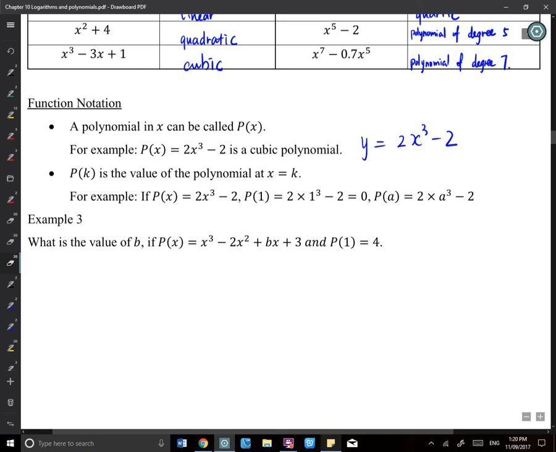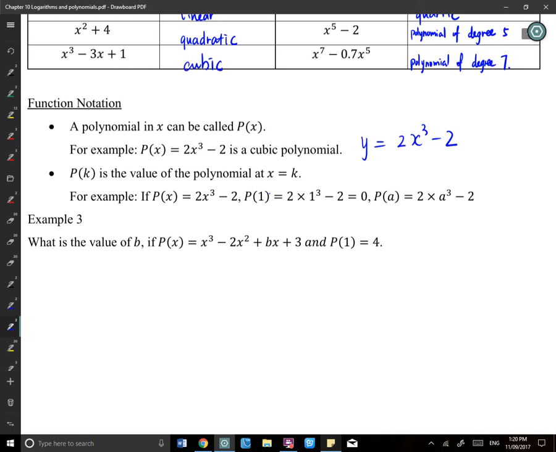Alright, so have a look here. P(k) is the value of the polynomial at x equals k. For example, P(x) equals that. Then P(1) is just substituting 1 in place of x, and P(a) is just substituting a in place of x. So you always change the x into whatever you put in that bracket.